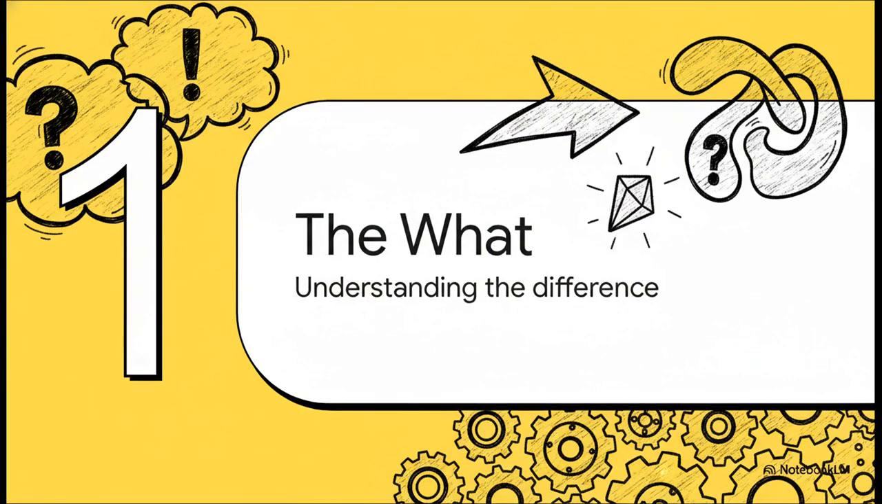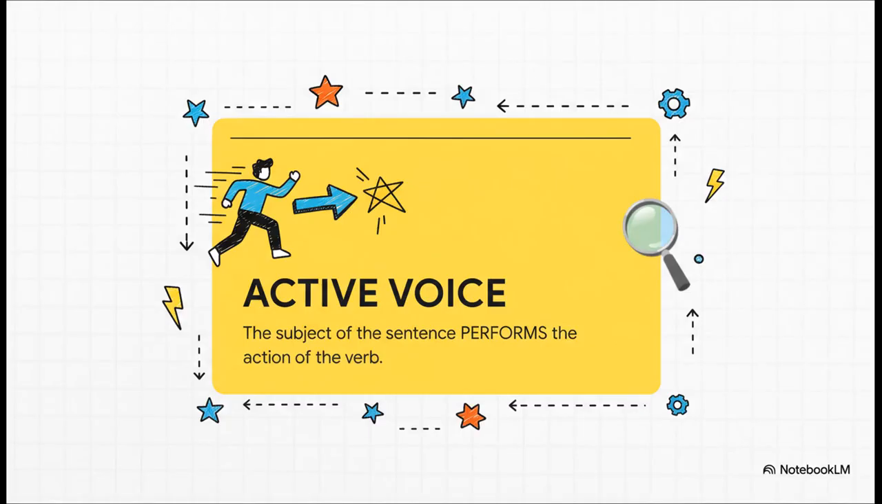We're going to break down the fundamental difference between these two voices. It's simpler than you think. Okay, let's start with active voice. Now this is your bread and butter, the one you'll probably want to use most of the time. In an active sentence, the subject is the star of the show. It's the one doing the action. It just feels direct, clear, and full of energy.